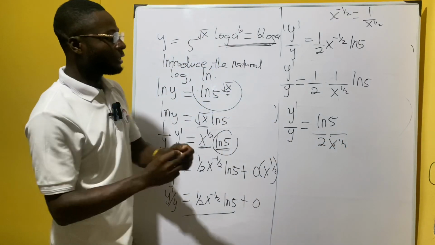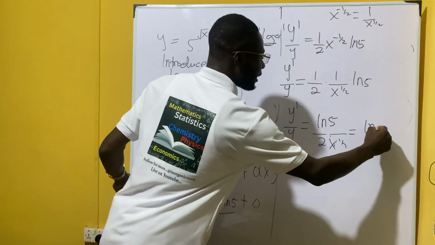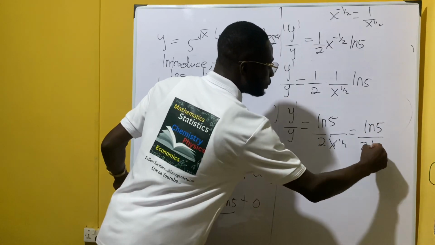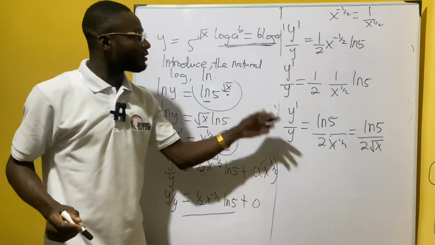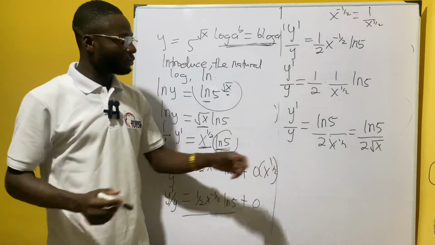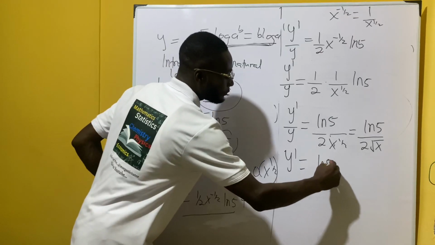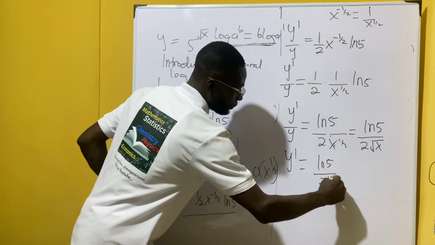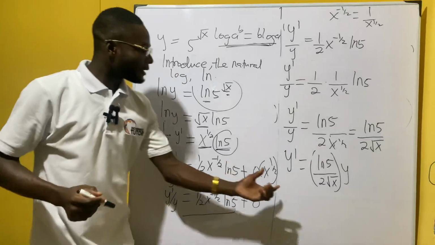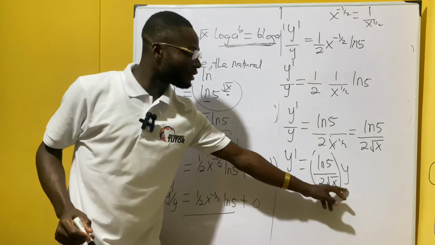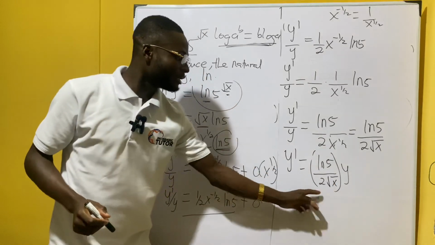And we know that this is, of course, a root. So we can have ln 5 over 2 root x. But we are looking for the differential of the function, not the differential of the function over y. So we cross multiply and we have y prime is equal to ln 5 over 2 root of x, all multiplied by y. But from the question, we were given the value of y, which is this here. So we substitute the y into this.